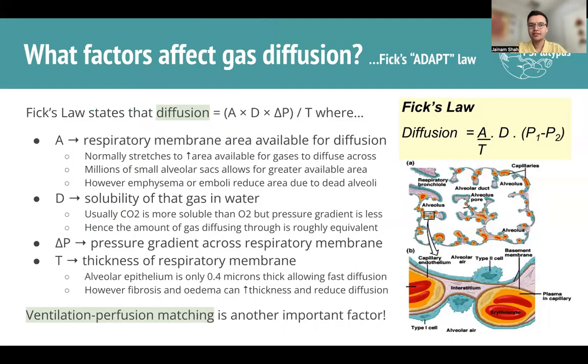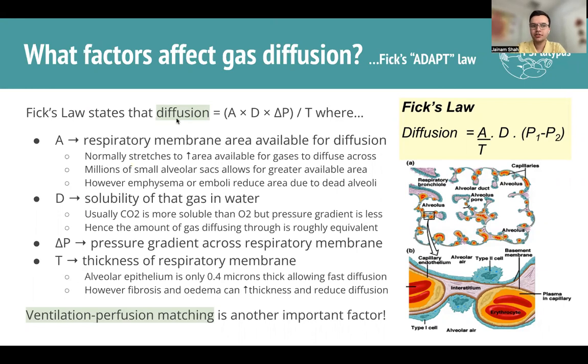The way that I like to remember this is that we've got Fick's law, and you can remember these variables with the little mnemonic ADAPT. If you have a look at the equation, it's a bit simpler to see here rather than this diagram. You've got A times D times delta P all divided by T. So it kind of looks like the word adapt, and that is what diffusion is equal to.